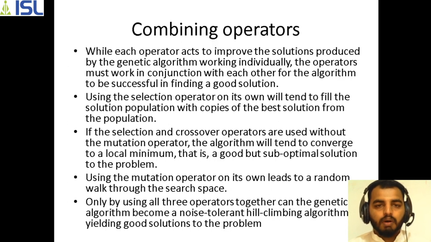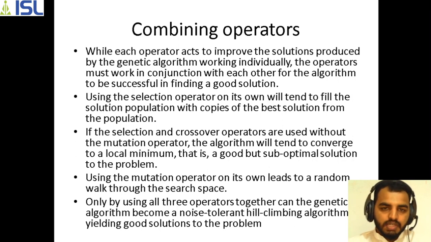Now the next one is combining the operators. How can the operators be combined? While each operator acts to improve the solution produced by the genetic algorithm working individually, the operators must work in conjunction with each other for the algorithm to be successful in finding a good solution. Where crossover should be used, where mutation should be used, where selection is to be used, this should be decided in collaboration and in conjunction with one another.